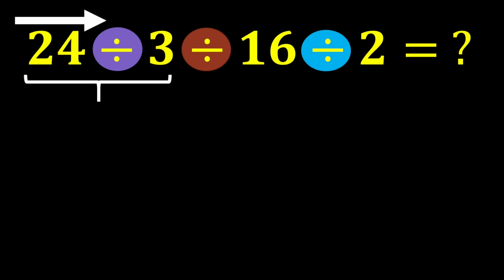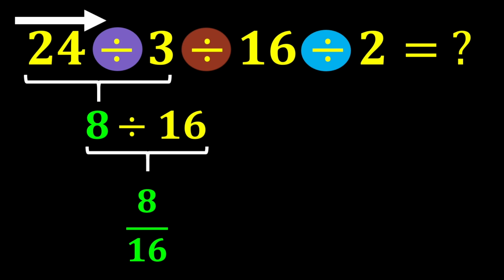24 divided by 3 gives us 8, and 8 divided by 16 gives us 8 over 16. If we divide the numerator and the denominator by 8, this fraction becomes 1 over 2. In the end, we must calculate 1 over 2 divided by 2.